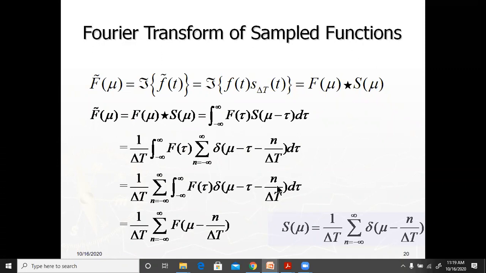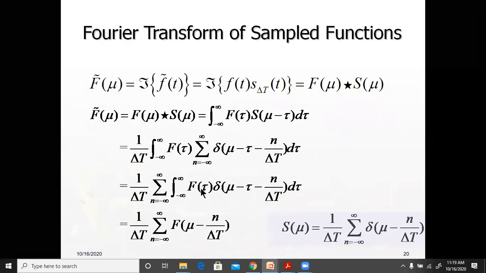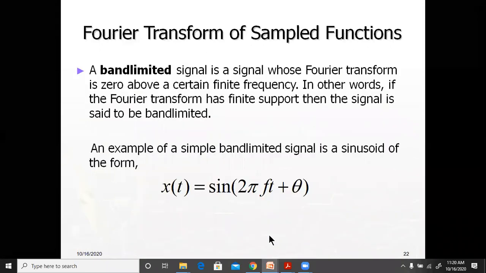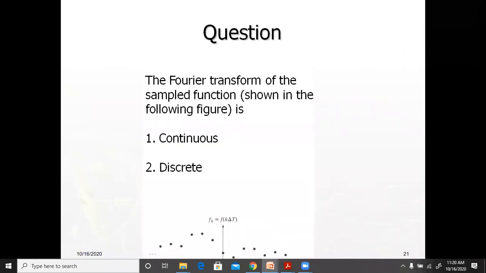If you simplify it further, you can just exchange the sigma and the integral, and you'll get this. This term, which is nothing but the integral of F(τ) δ(μ minus τ minus n by Δt) dτ, will be equal to F(μ minus n by Δt), because here we have τ and here we have τ, and that will go off. That's why it is F(μ minus n by Δt). So we have already said this: the Fourier transform of a sampled function will turn out to be a periodic function.